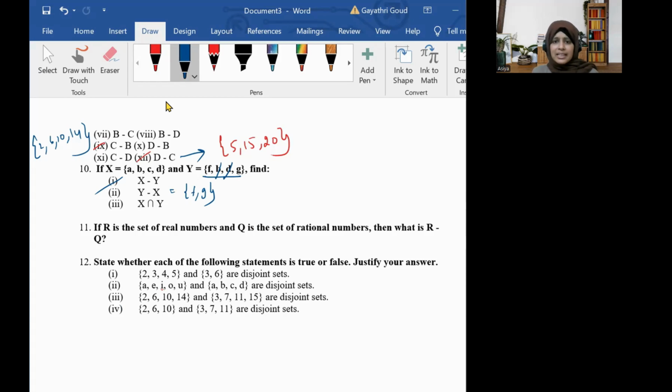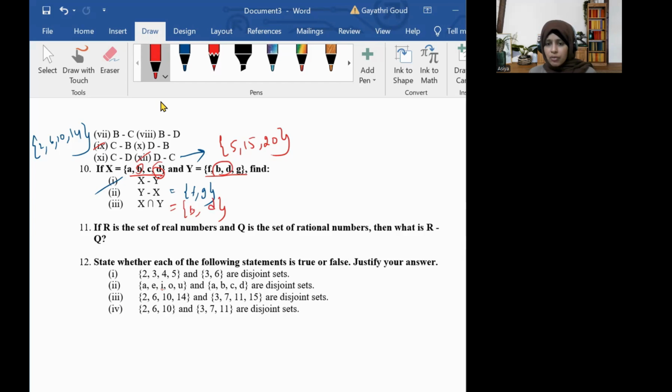Now X intersection Y. Now, for intersection, I'll have to find common elements. What are the common elements? A, B, C, D, F, B, D, G. So what are my common elements? B and D are common. So my answer to this is B comma D. I hope that's clear. Now, 11th one.